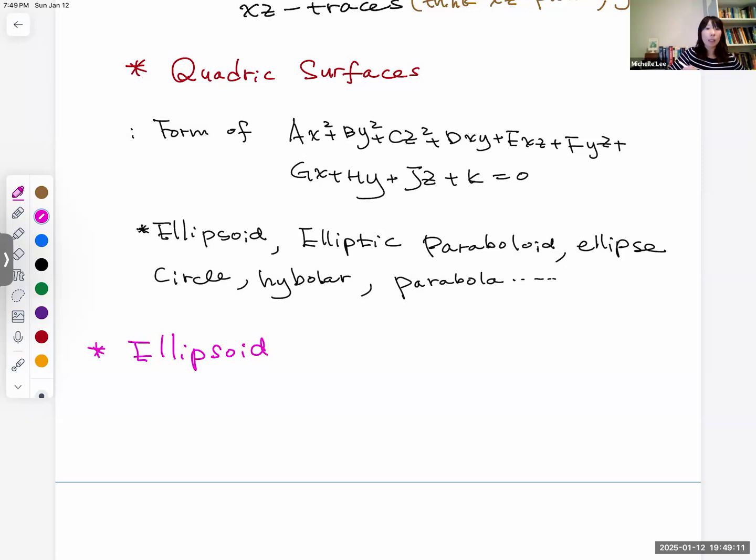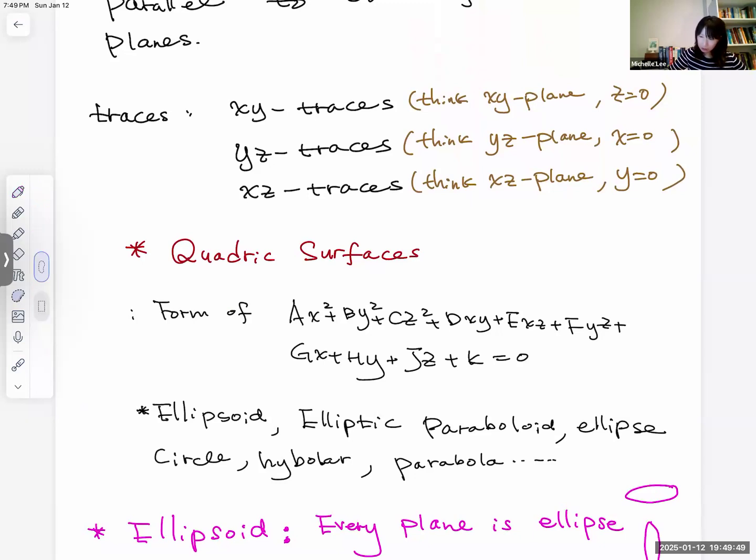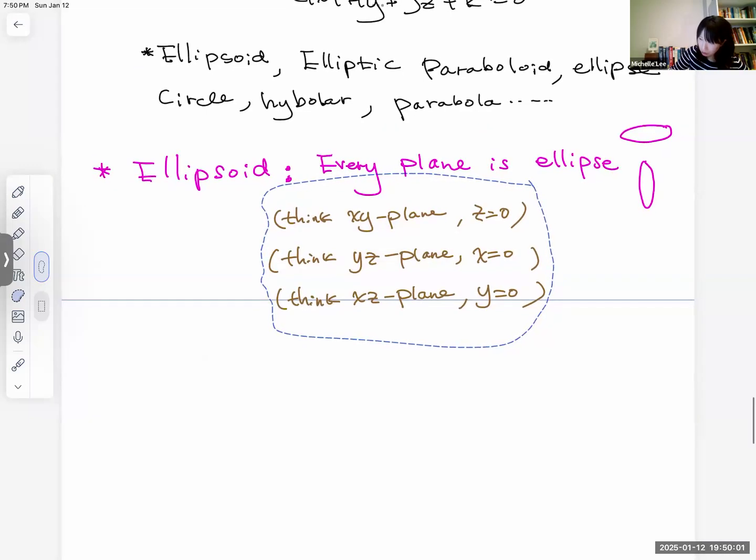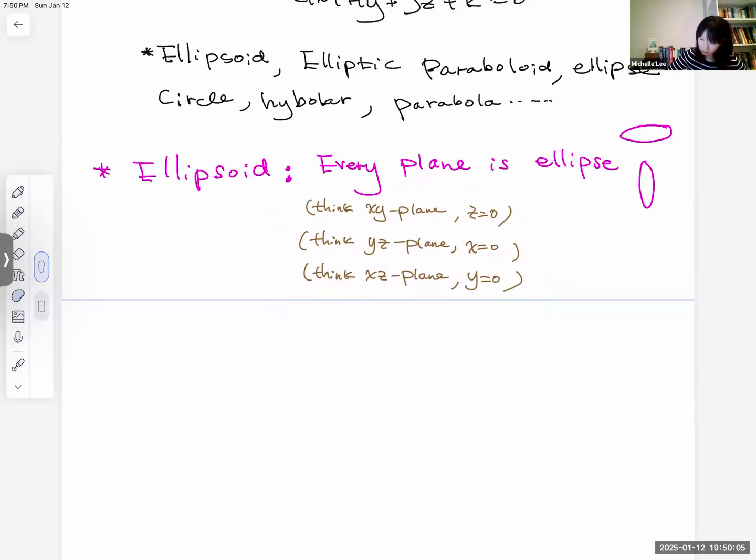Okay, every trace is an ellipse. So the figure of an ellipse looks like this, right? That's the ellipse figure. All right. So every plane, so we have XY plane, YZ plane, XZ plane, right? So let me copy this one. Make it shrink. Okay, good.